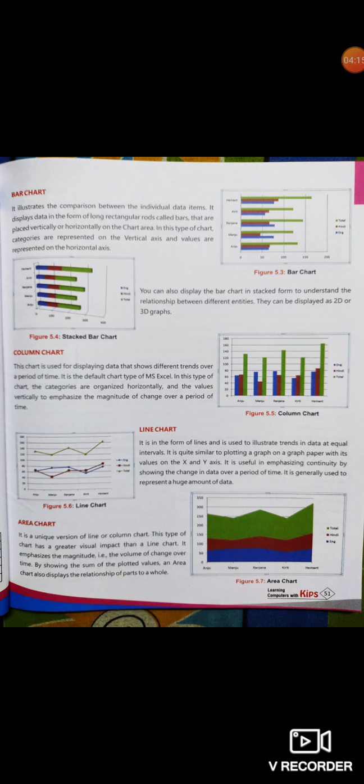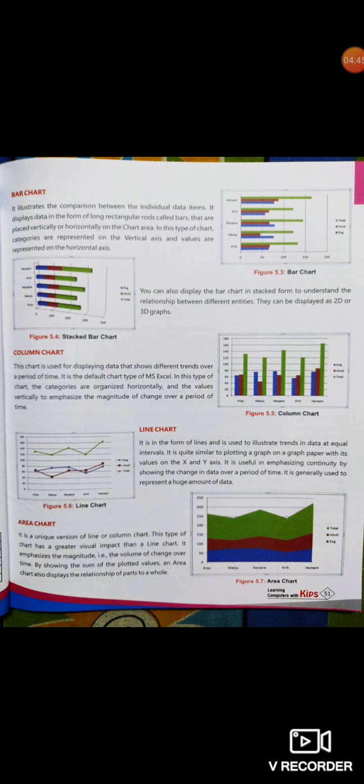Next one is column chart. After bar chart there is column chart. What is column chart? This chart is used for displaying the data that shows different trends over a period of time. This is the default chart type of MS Excel. So whenever you are inserting a chart, by default a column chart will be inserted. The categories are organized horizontally and the values vertically to emphasize the magnitude of change over a period of time in this type of chart.